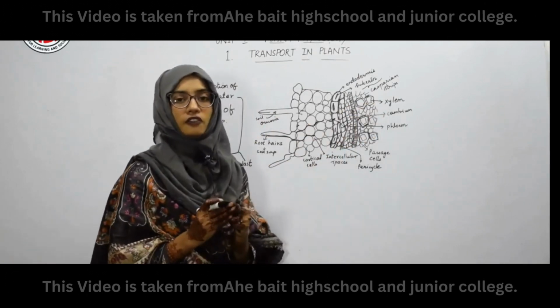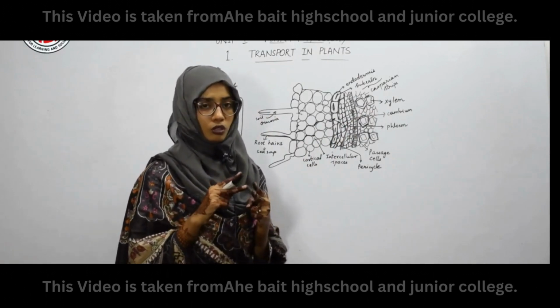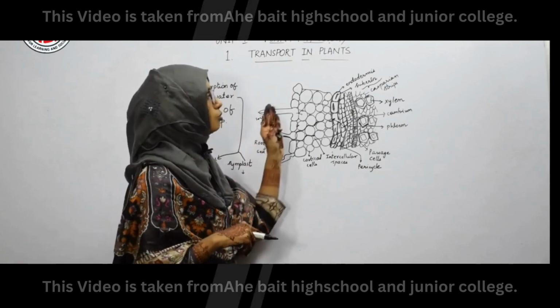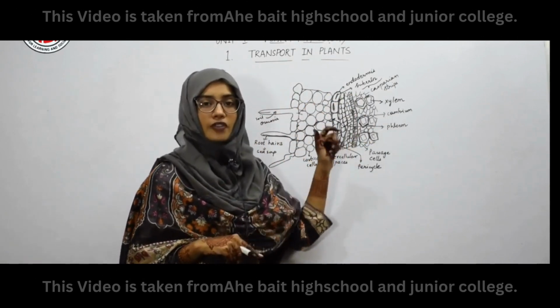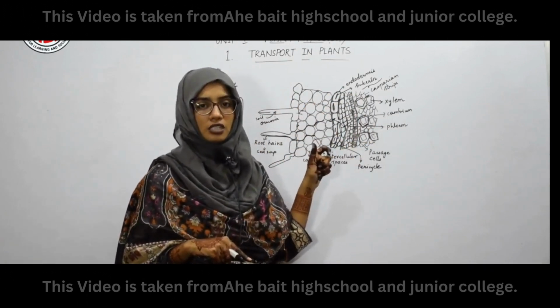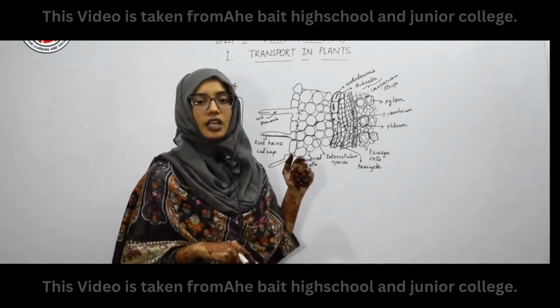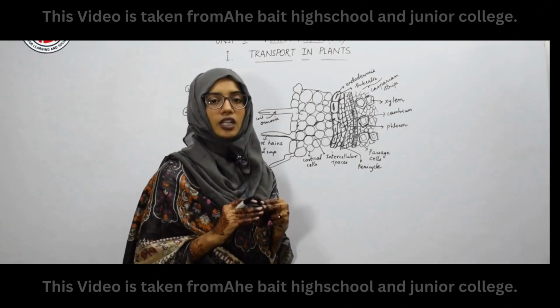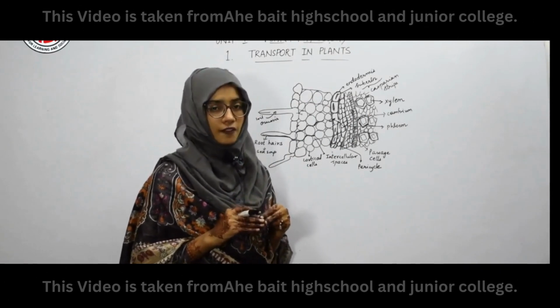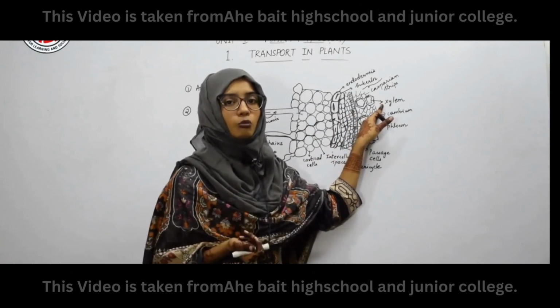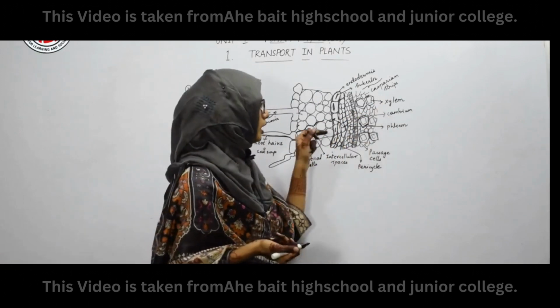So the water which is moved through two means, that is through apoplast and symplast, has to reach the xylem vessels. When the water reaches the xylem vessels through the apoplastic pathway and the symplastic pathway, it is going to transport it in the upward direction to the leaves. So these xylem vessels are helping in the upward movement of the water in the plant.